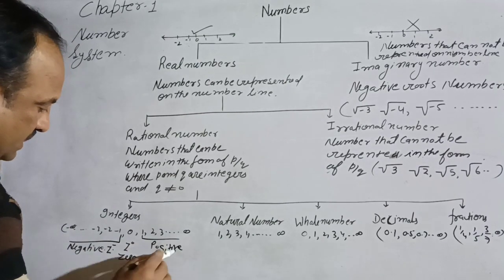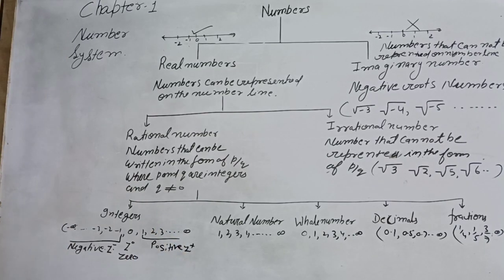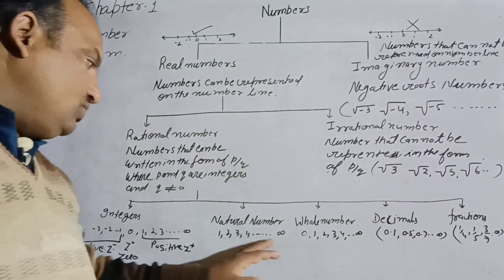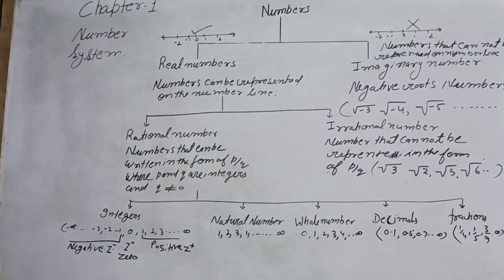Positive integers means Z plus. This is called positive integers. Natural numbers are also called positive integers.